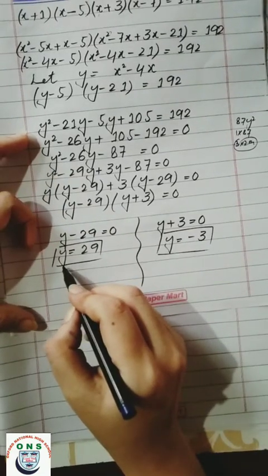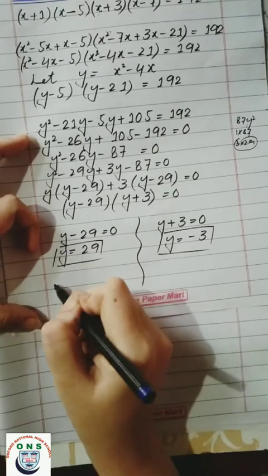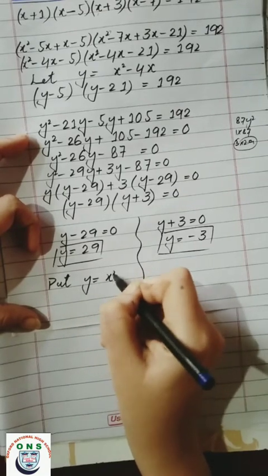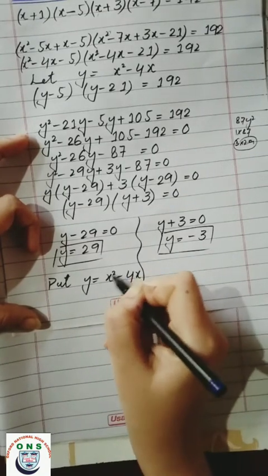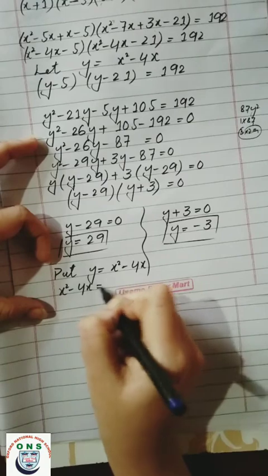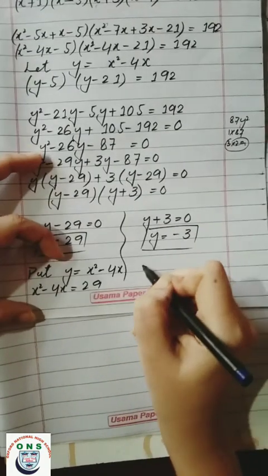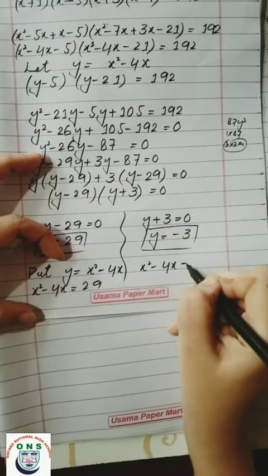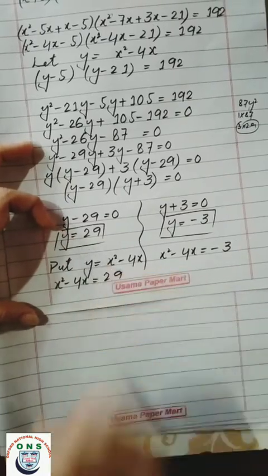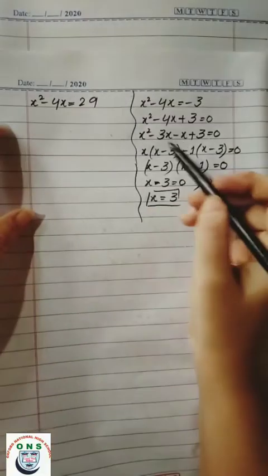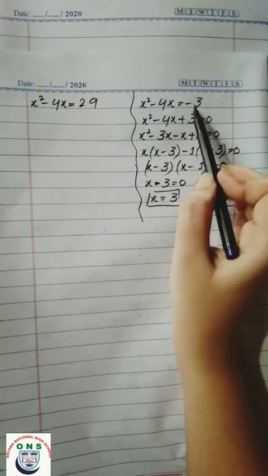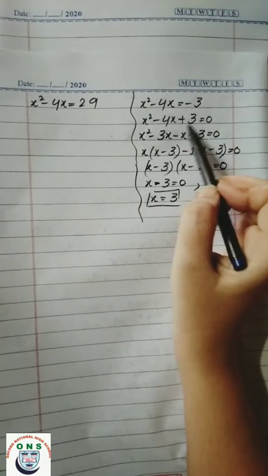Now we will place the values of y. Put y is equal to x square minus 4x. In both we will place it. X square minus 4x is equal to 29 and x square minus 4x is equal to minus 3. On both sides we have placed the value of y now. Yes, students, one side we have solved as x square minus 4x, and the constant is taken on the other side of equality, it is positive, equal to 0.